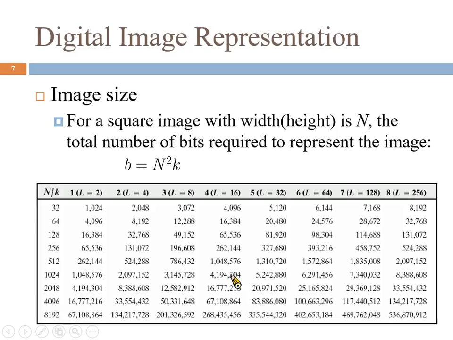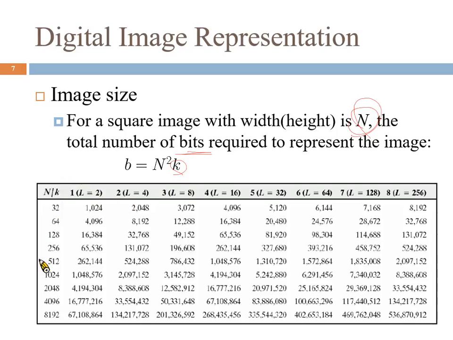The next one is the image size. For a square image with width and height as n, the total number of bits required to represent the image would be n squared times k, where n is the image width and height, and k is the number of gray levels.